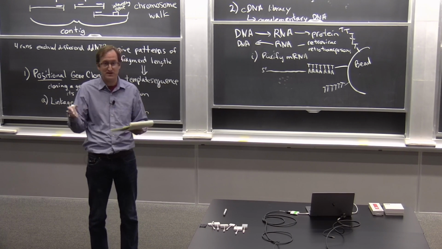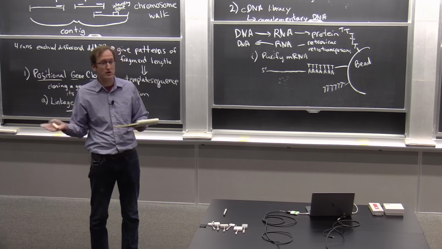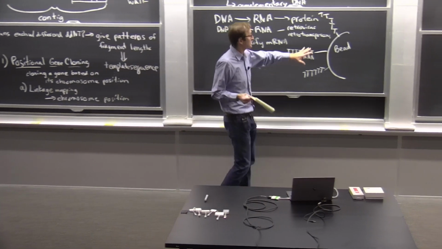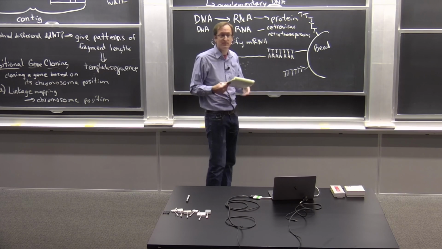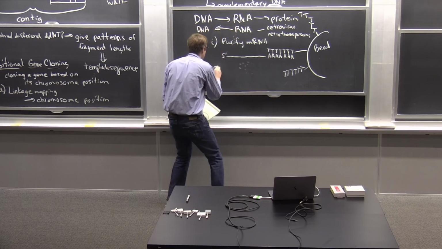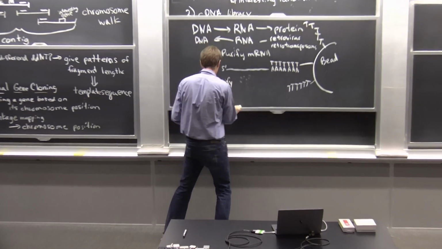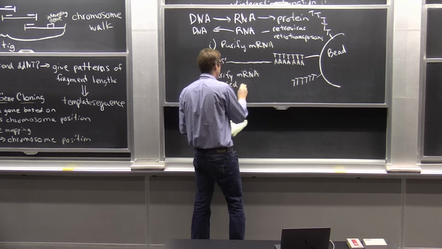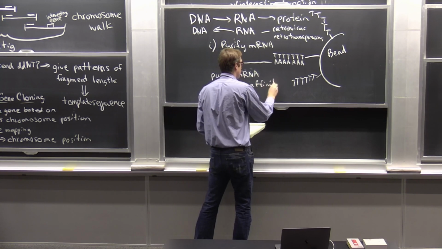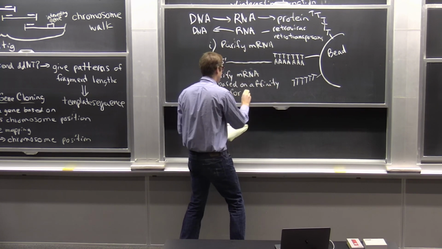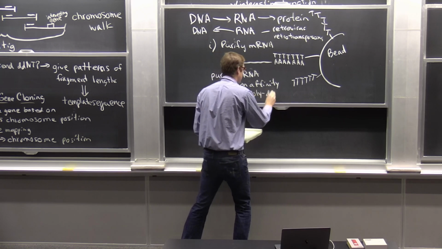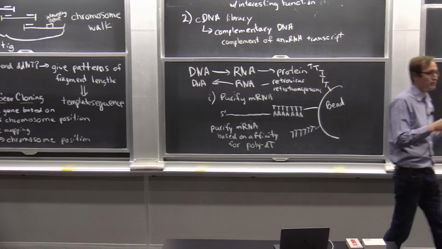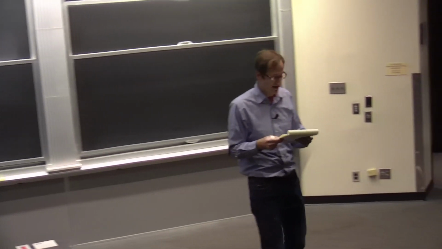And you can then wash these beads with buffer and salt to get rid of everything that's non-specifically sticking to the bead. And then you're left with just a bead that's enriched with mRNA, which is what was specifically sticking to this, okay? So you're purifying the mRNA based on its affinity for poly dT. Okay, so then you're going to have an enrichment of mRNA in your sample.